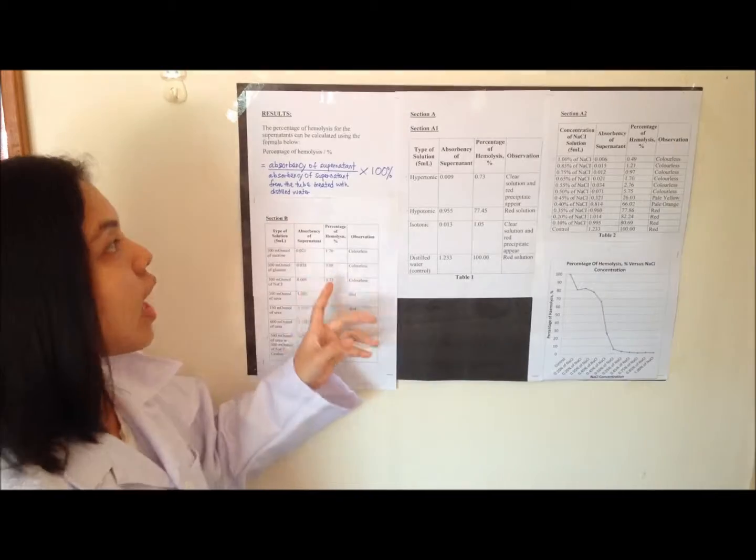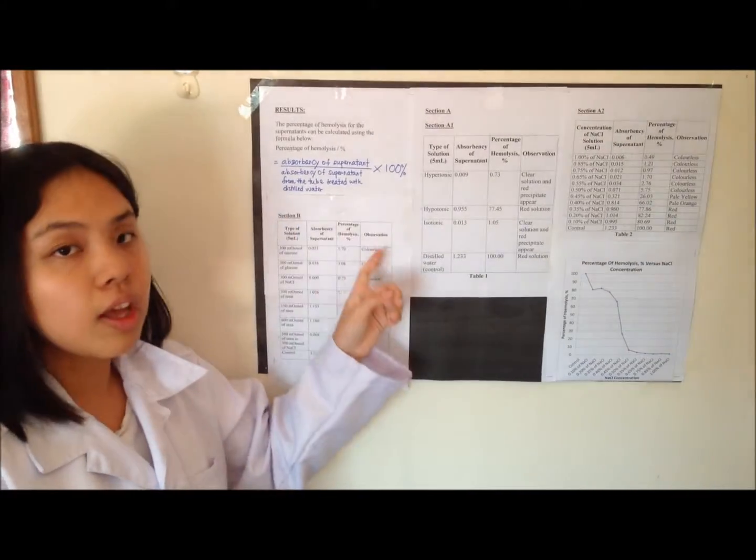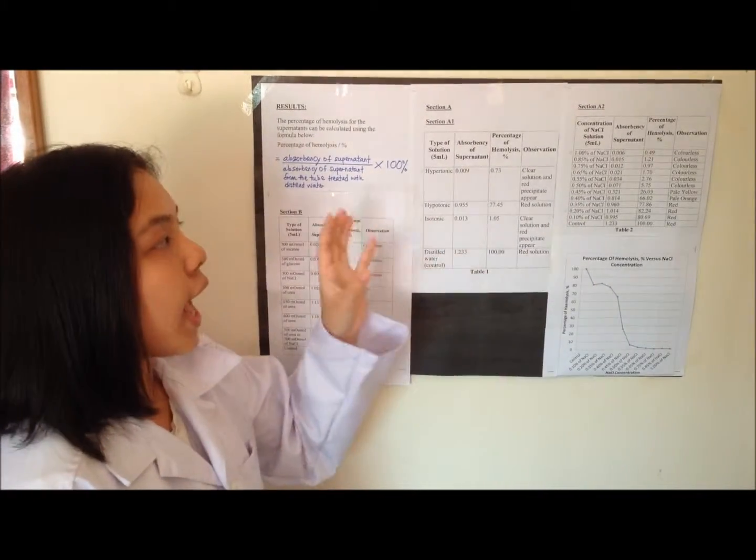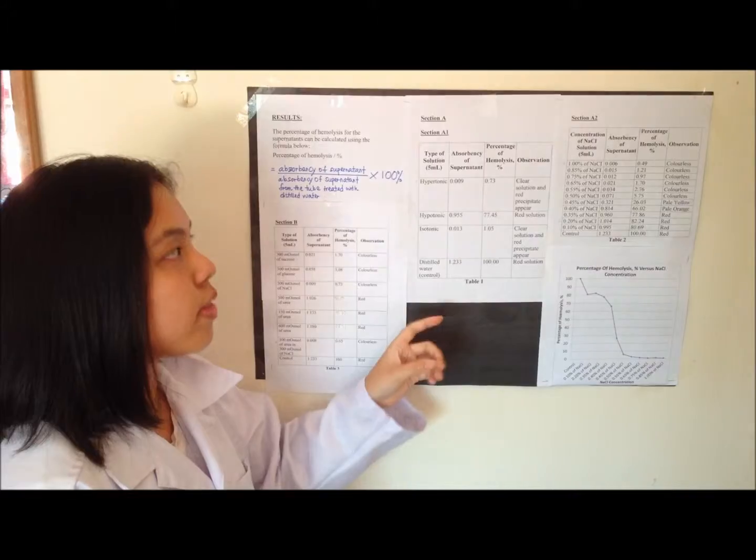Okay, now I would like to explain the result part. The percentage of hemolysis for supernatants can be calculated by using the formula below. The percentage of hemolysis equals the absorbency of supernatant over the absorbency of supernatant from the tube treated with distilled water, times 100%.